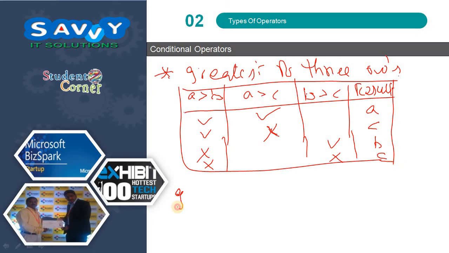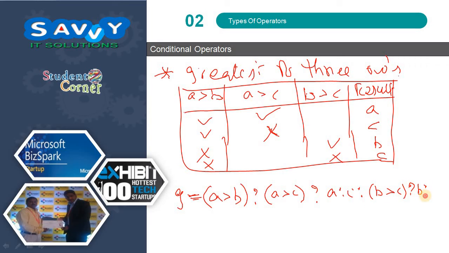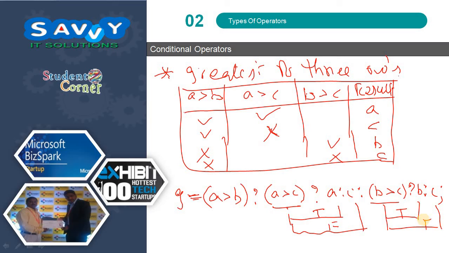We can write it as C equal to A greater than B question mark, A greater than C question mark A, question mark C, B greater than C question mark B, question mark colon C. So if this is true, A; if this is false, then C. If this is true, B; if this is false, then C.